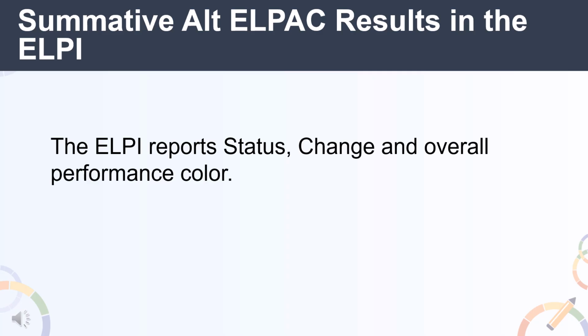Beginning with the 2024 California School Dashboard, the results of the summative alternate LPAC were incorporated into the English Learner Progress Indicator for status, change, and overall performance color.